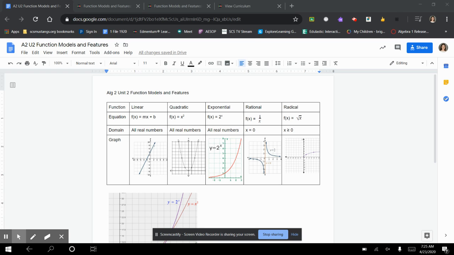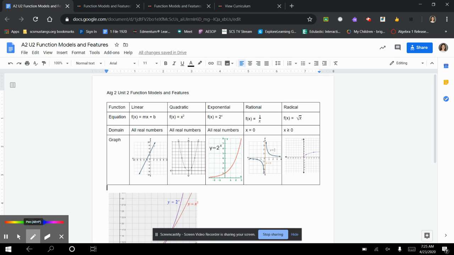Hey there, guys. In this video, we're going to take a look at Unit 2 on function models and features. This is going to be kind of like an extension, just adding one more thing on from what we were looking at in our last video with our domain and composite functions. Only one thing different. If you look at our chart, you'll notice that I've squeezed in exponential function between our quadratic and rational.